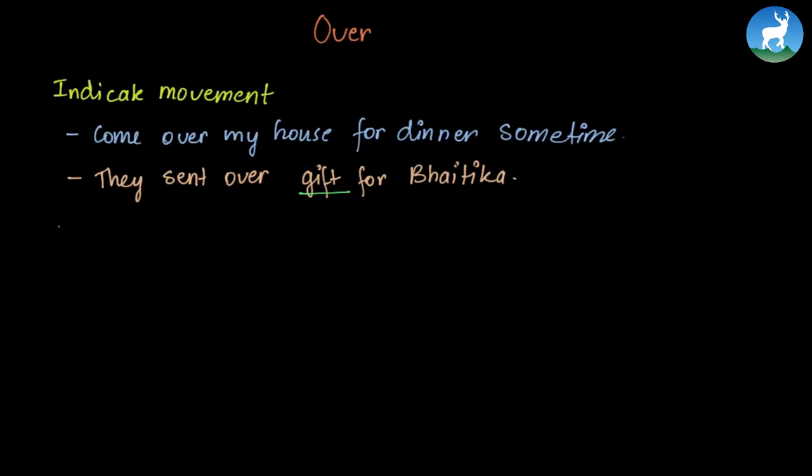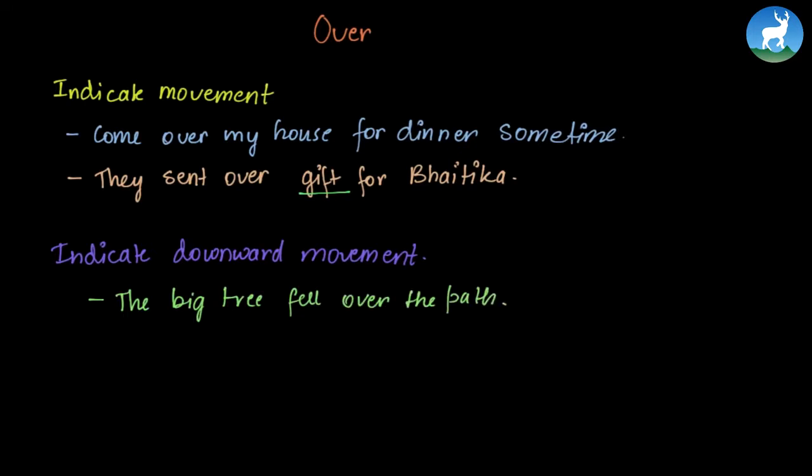Now, another sentence to be used with over can be to indicate a movement that's going downwards, or indicate downward movement. For example, the big tree fell over the path. So a tree is falling over. That means it needs a downward movement. Because to fall, you cannot fall upward. Instead, you need to fall downwards. So downward movement we use over.